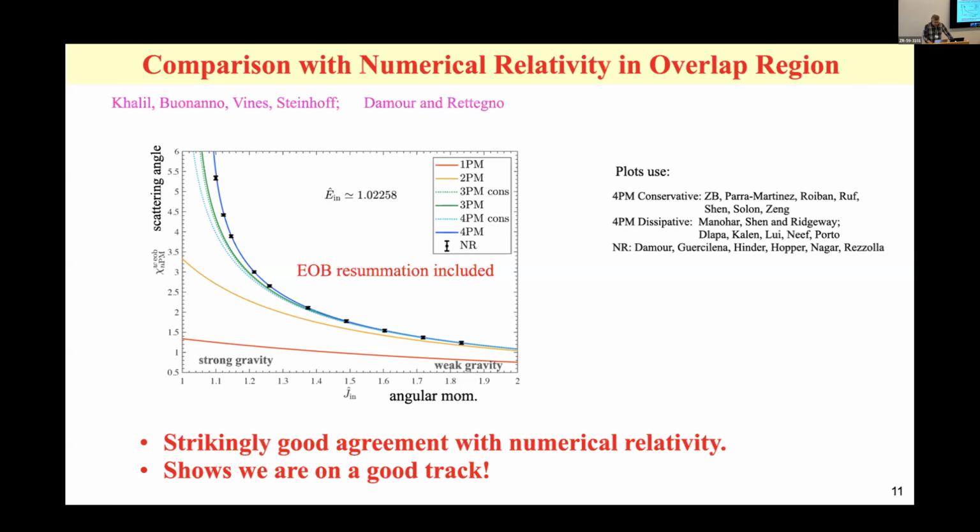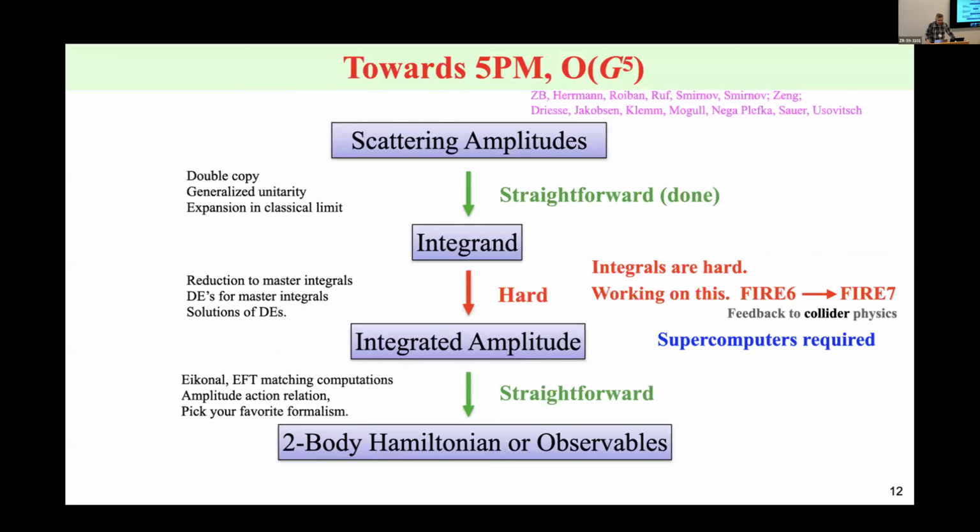To get on to the next order, in some ways it's very straightforward, but you encounter a serious bottleneck, which is where the supercomputers come in. The way we do these calculations is we start with the scattering amplitudes, and then there's a certain processing that you do, which is pretty straightforward, and you get an integrand which needs to be integrated. That then allows you to obtain physical observables or a two-body Hamiltonian that can be used for data analysis.